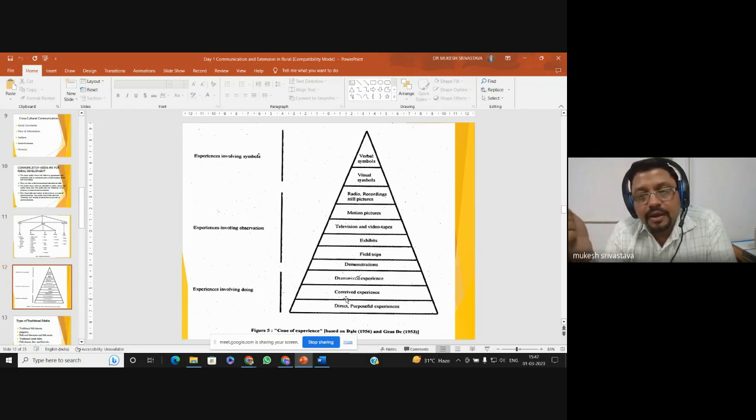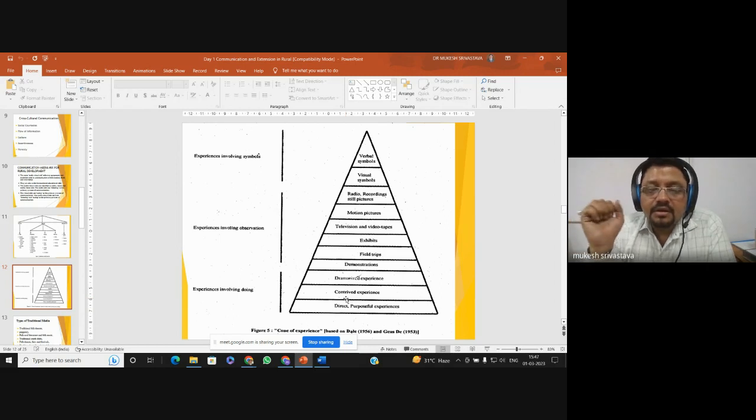Radio recordings, some still pictures, and some motion pictures have been given to them. They watch different kinds of programs on television. Some video tapes have been circulated in some areas. Some exhibitions are given there, some field trips are given to them, and some demonstrations of different equipment and machinery in farming are given to them.